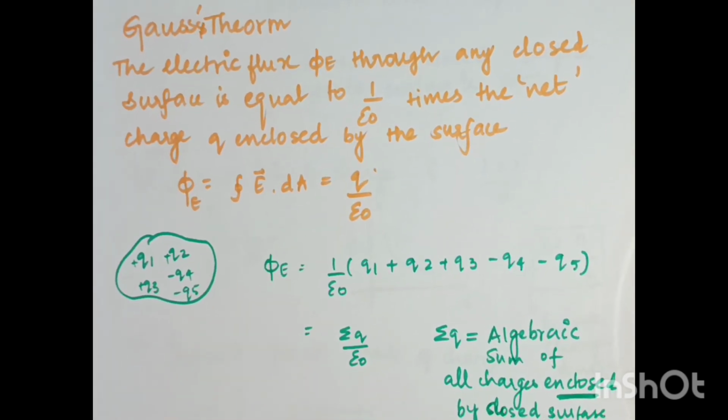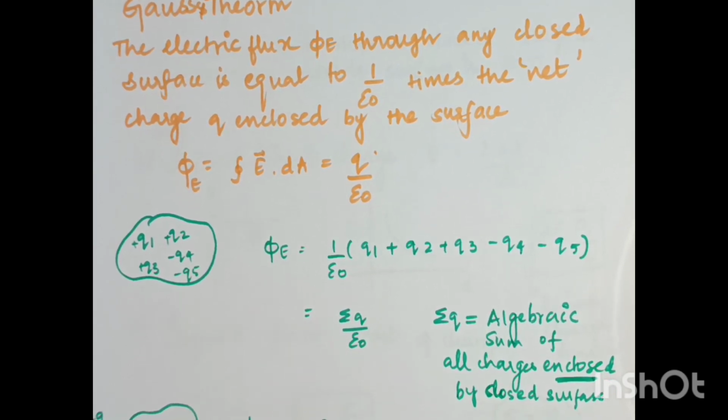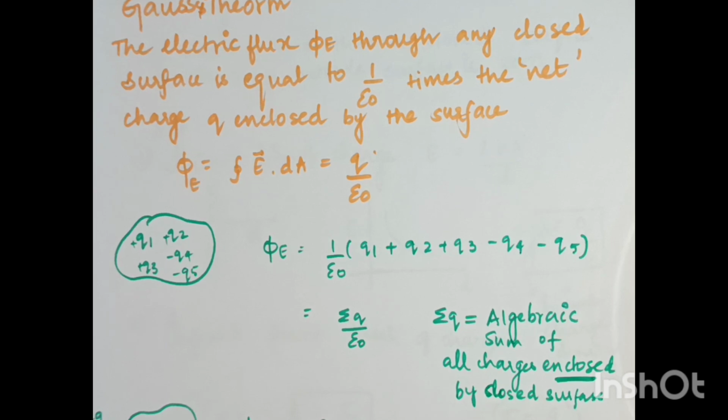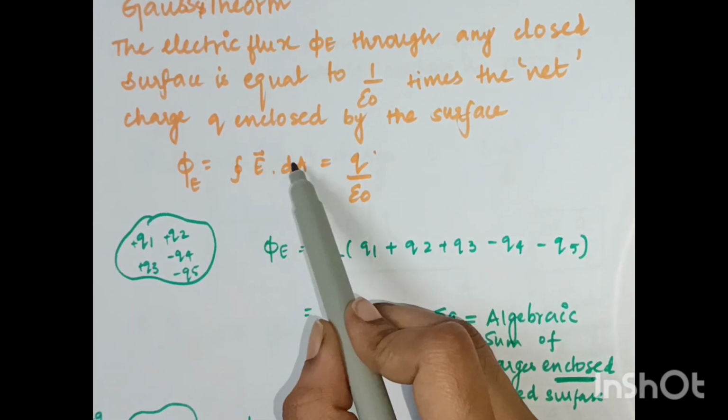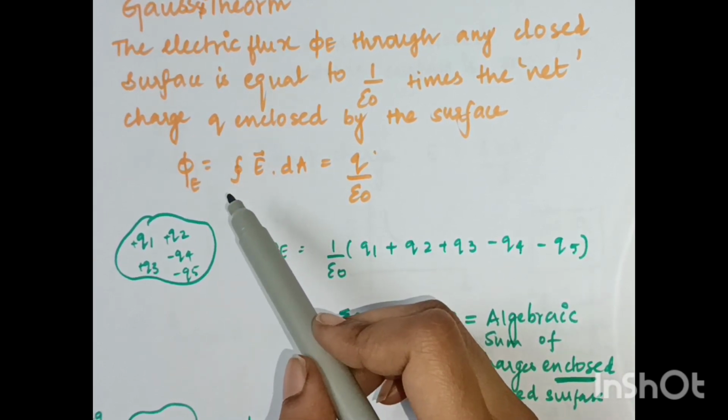Now let us see Gauss theorem. The electric flux phi E through any closed surface is equal to 1 by epsilon naught times the net charge Q enclosed by the surface. So what does it say? If there is a charge enclosed by some closed surface, then what is the total flux passing through the surface? It equals 1 by epsilon naught times the net charge enclosed by that surface. So that is what is given. We already know that integral E dot dA is one formula for phi, that is, electric flux.